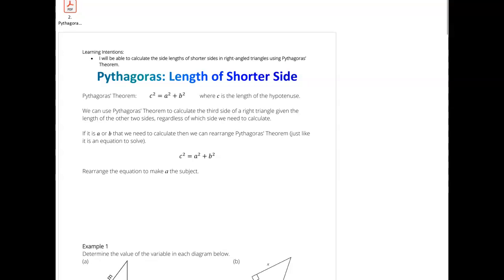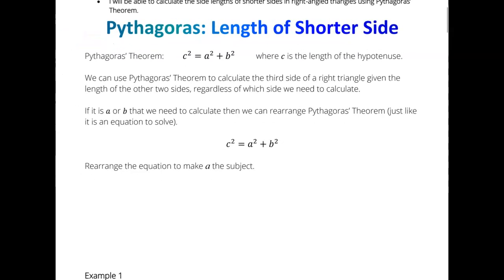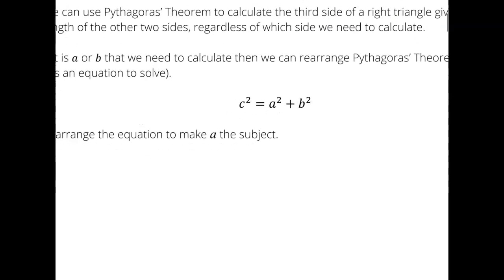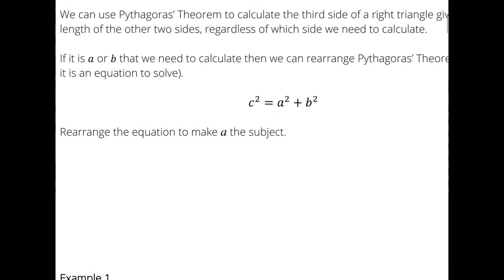So last lesson you should recall that we went through and discovered Pythagoras' theorem, which was c squared equals a squared plus b squared. I want you just to practice some of that rearranging to make a the subject in this particular formula. So in other words, rearrange it to get a equals. How would we do that? I'll give you about 30 seconds quickly.